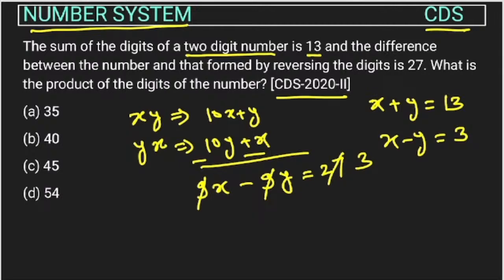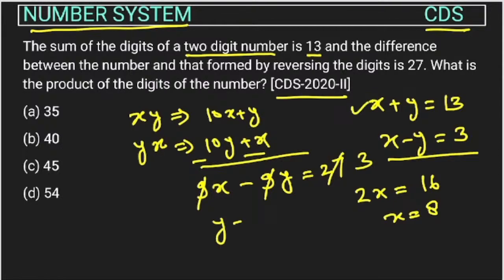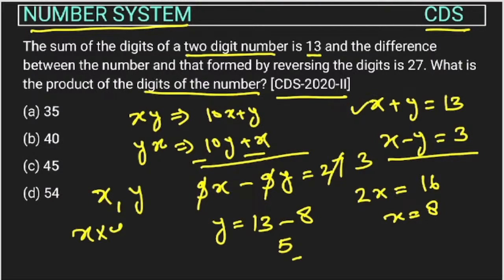So when we will solve these two equations, when we will add, this will be 2x equal to 16. So x will be 8. If x is 8, if we are putting in the first equation, y will be 13 minus 8, so this will be 5. So the question is asking the product of the digits of the number. So digits are x and y. So product they are asking, x into y. So this will be 8 into 5, 40. The answer is option B, right?